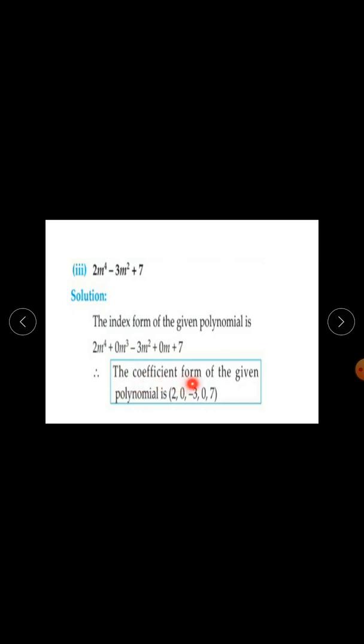Therefore, the coefficient form of the given polynomial is 2, 0, minus 3, 0, 7. Write coefficient of all terms. Write all coefficients in bracket. Students, fourth subquestion is homework.